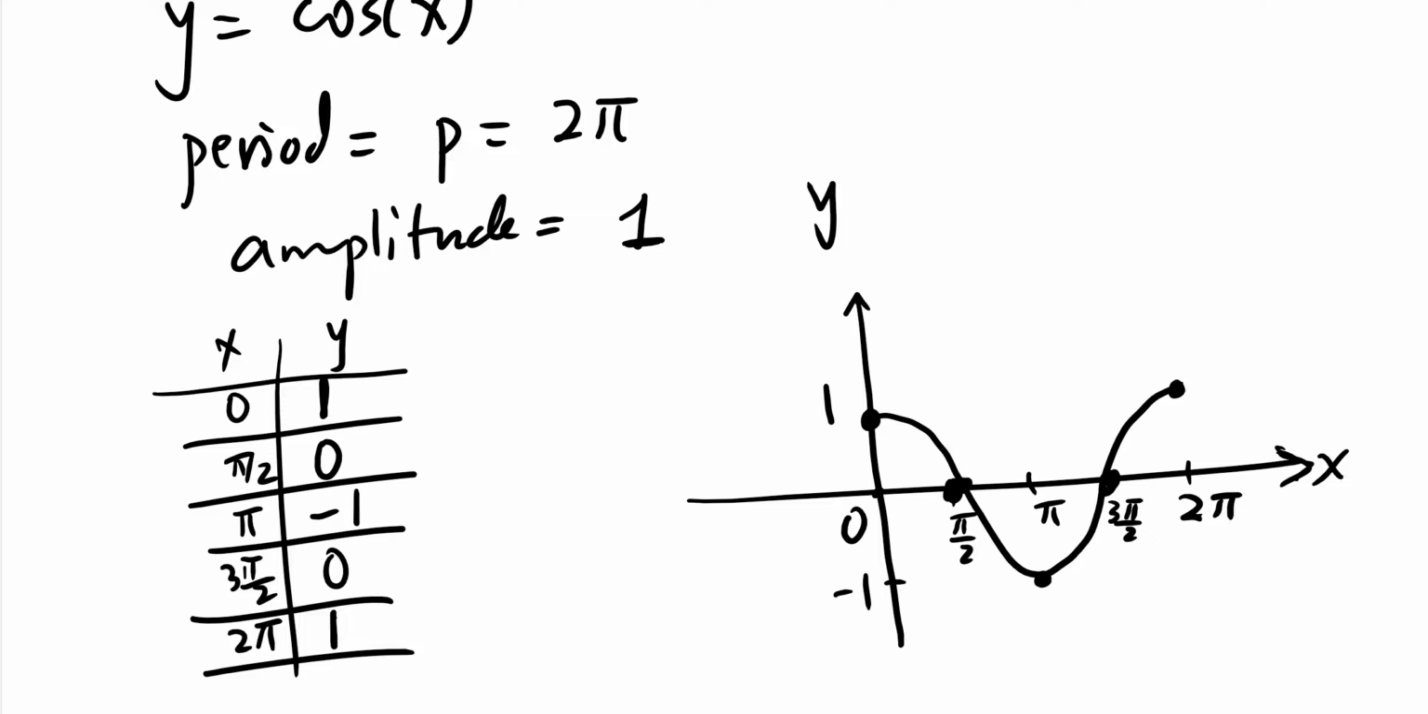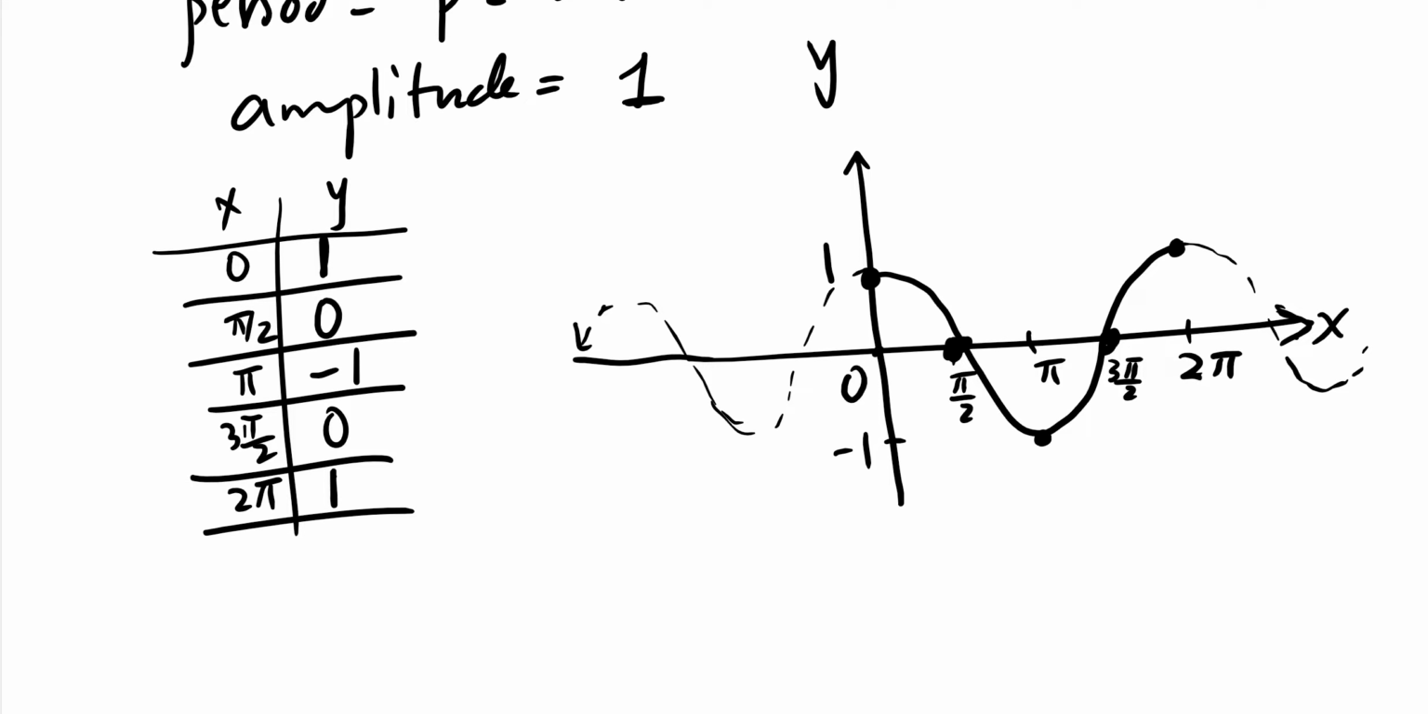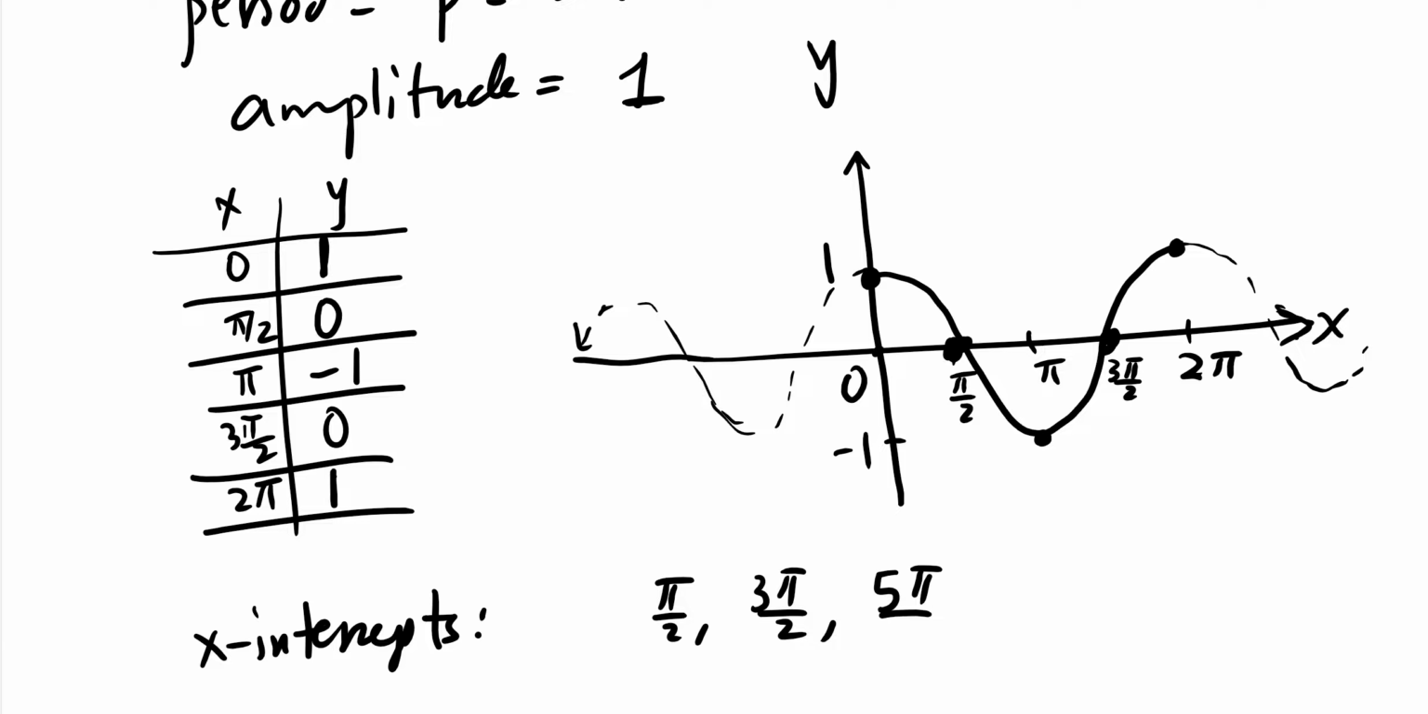So what happens after that? After that, it continues the same way. Again, the domain is all real numbers. X-intercepts: it's at pi over 2, 3 pi over 2. It's going to be at 5 pi over 2, negative pi over 2, and keeps going on and on.